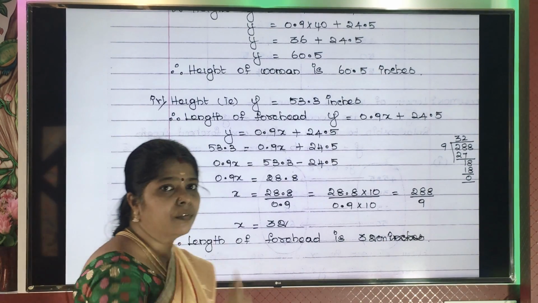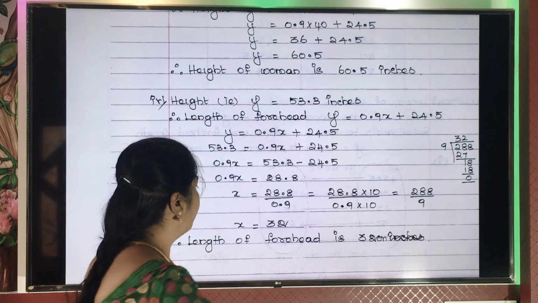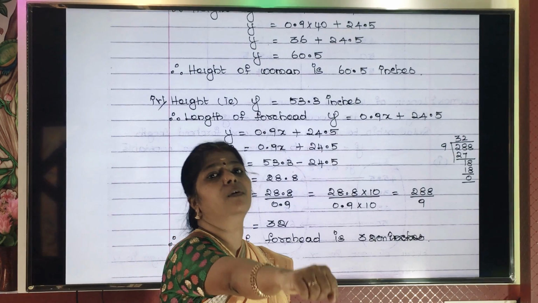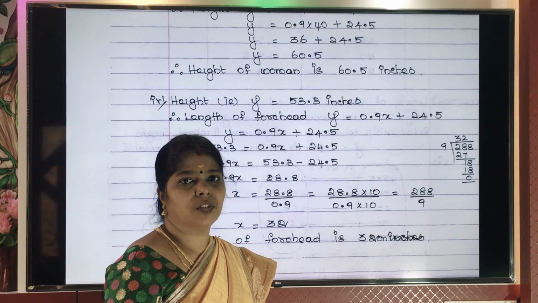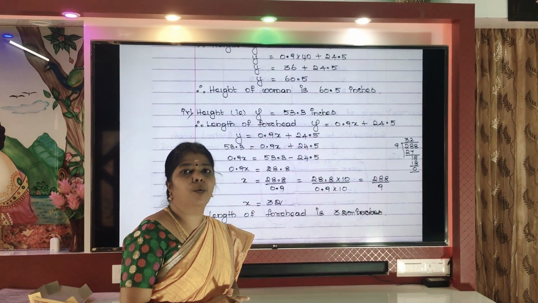So when the height of the woman was 53.3 inches, we have found the length of the forehand is 32 centimeter. Children, hope it is clear to you all.